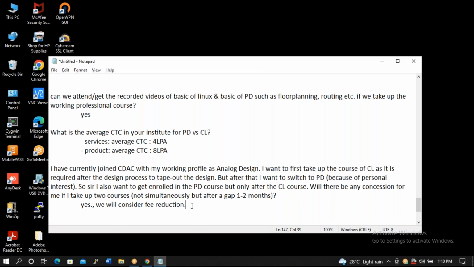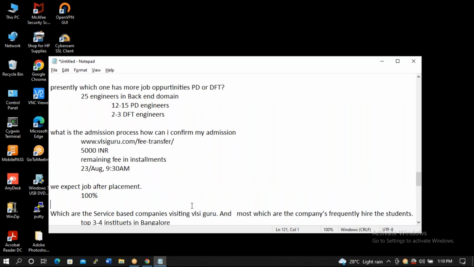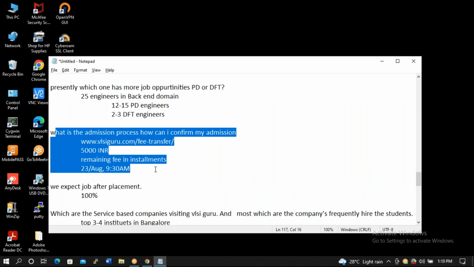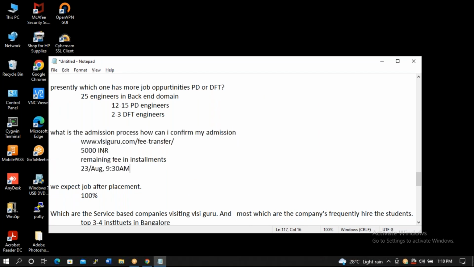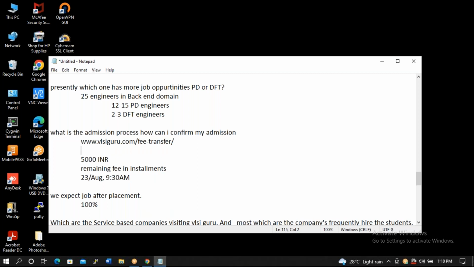I think that pretty much answers it. And I just want to clarify the enrollment process. This is the enrollment process. You can go to this link, fee transfer, where you can make a 5,000 INR payment. Once you have done the payment, you need to fill in one form called enroll.